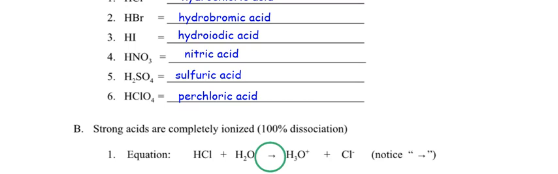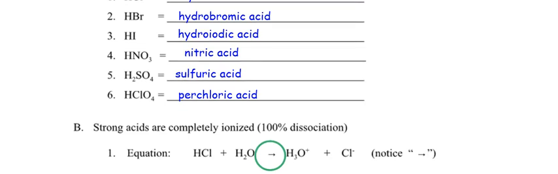All right, so strong acids are what? Completely. What does completely mean? 100%. Each and every one of these HCl's are going to do what? Split up, all right? It's going to make a Cl minus and an H3O plus. And notice the what? Single arrow. That's also a clue. If it's a strong acid, you need a single arrow, okay?